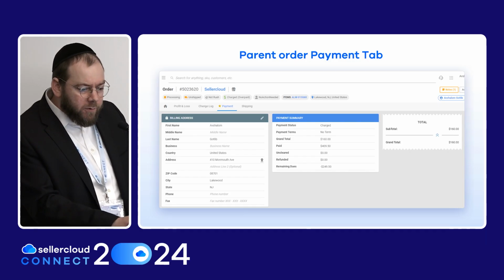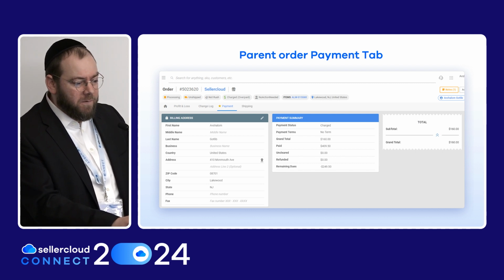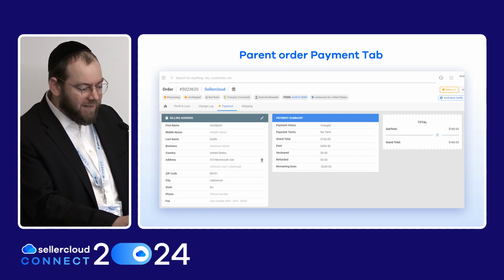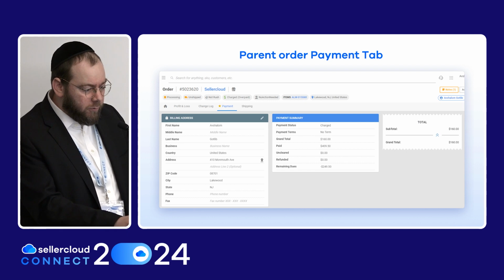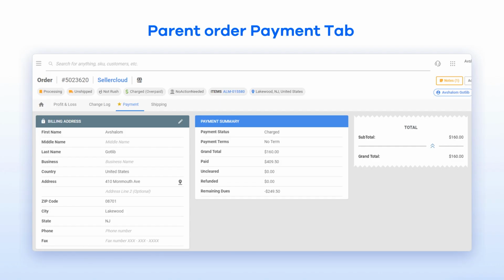Now, for those of you who are familiar with this process, or who pay a lot of attention to detail, you'll notice that this particular order has been overcharged. As you can see over here, the order is charged and overpaid. The reason for that is that in Sellercloud we have a limitation that a payment cannot be assigned to more than one order. So the original payment on the parent order stays on the original parent order, which of course will result in the parent order being overpaid.